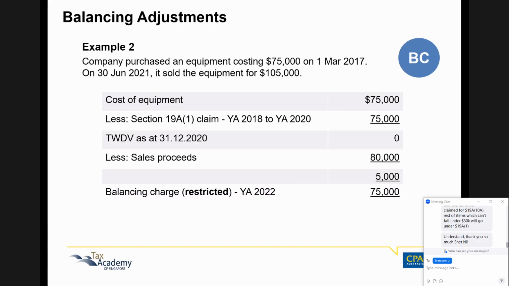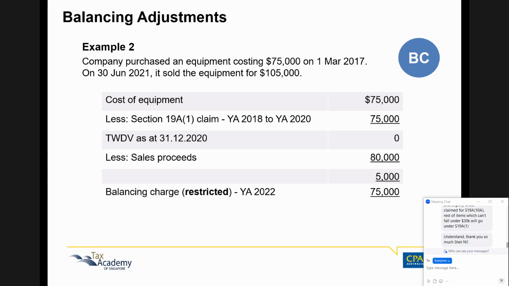Now I look at balancing charge. In this case, everything is the same, my cost of equipment is $75,000. Over the 3 years, I claim the full 75,000 CA. My tax written down value as at 31st December 2020 is 0. But somehow I found a good price for it. I'm able to sell for a good price. My sales proceeds is $80,000.